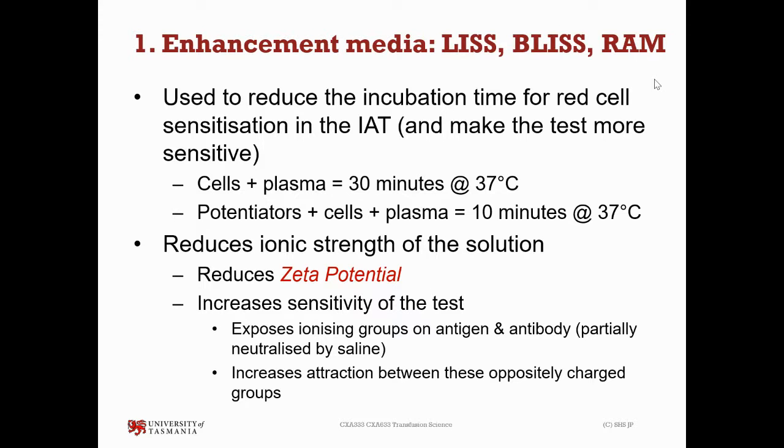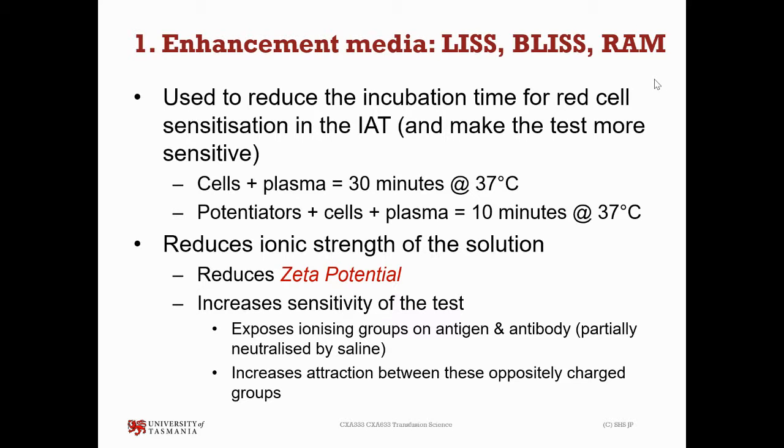So these things have lower ionic strength, and by reducing the ionic strength of the solution, you are reducing the electronegativity of the inner and outer layers of the zeta, of that ionic cloud around the red cells. So that's how it reduces the zeta potential. It actually reduces, if you like, the size of that cloud or the electronegativity or the electrical potential of that cloud. And so that enables the cells to come closer together.